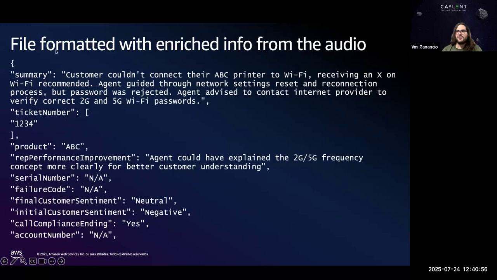And then with that information, that plain text, we can generate a summary. So now from 10,000 words, I have only 100 words. So it's a summary. It's pretty good, pretty decent. We have the ticket number that the user is mentioning during the call, the product, the performance of the agent, if the user talked about serial number, fail code, account number, any other information we'll be able to get. But if the user doesn't talk about this information, we are not gonna get it.